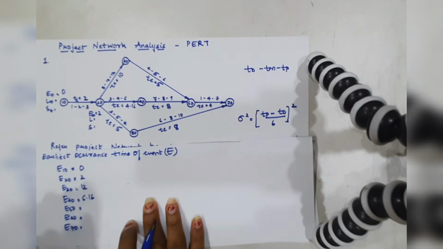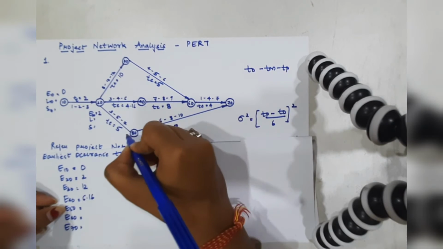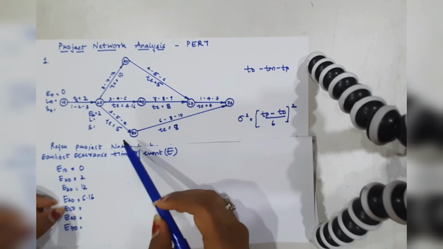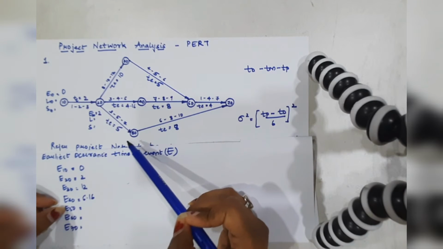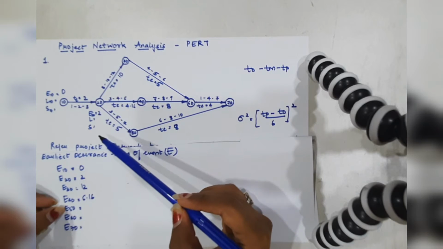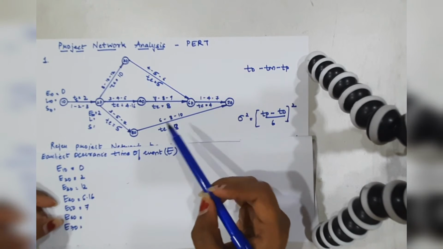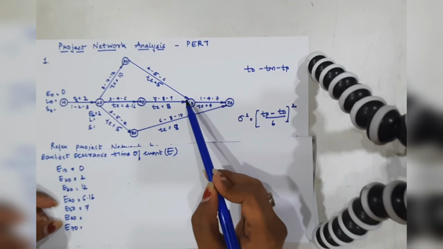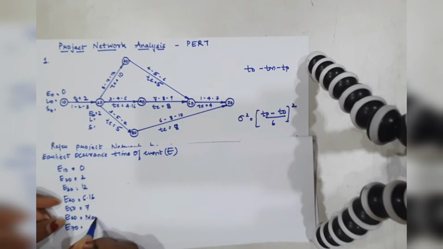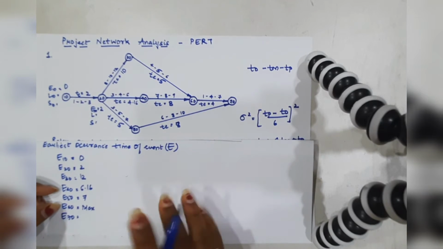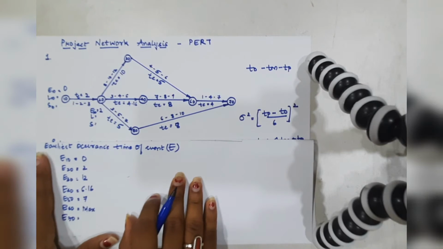Now let's move on to E50. E50 also has only one arrow from 20, so it is 2 plus 5, that is 7. Next let's move on to E60. So 60 has two arrows pointing towards it, so we need to come to our previous concept, that is, get the maximum value out of the two arrows pointing towards that event.